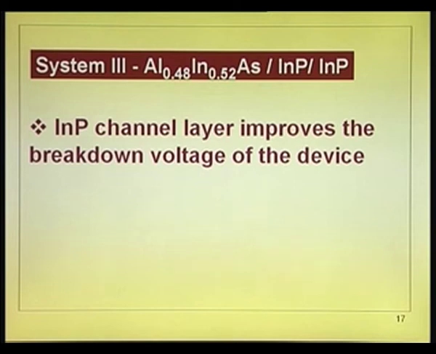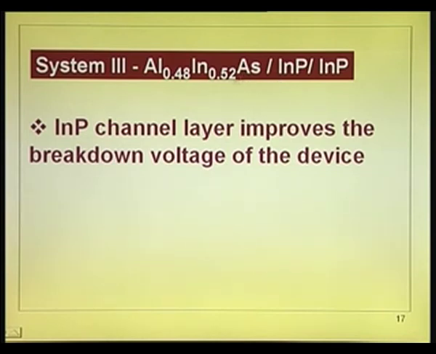System 3 is the top layer kept as aluminum indium arsenide, and the gallium indium arsenide layer replaced by indium phosphide to improve the breakdown voltage. That will definitely give you better, because indium phosphide is a wide band gap material compared to gallium indium arsenide.